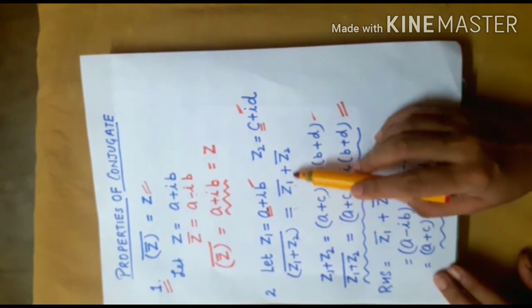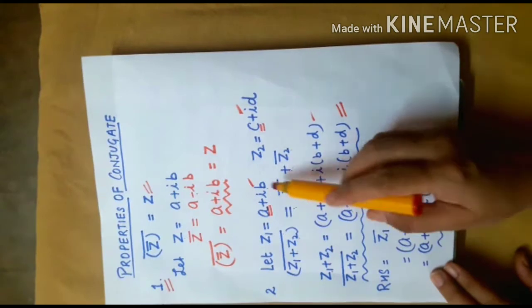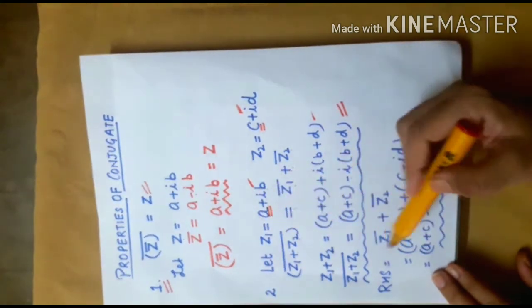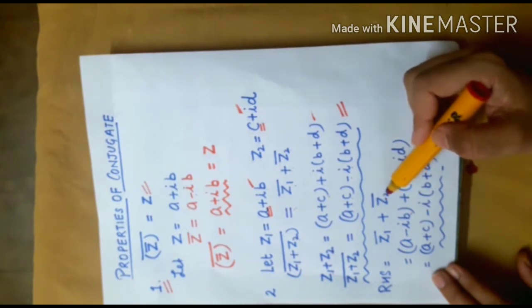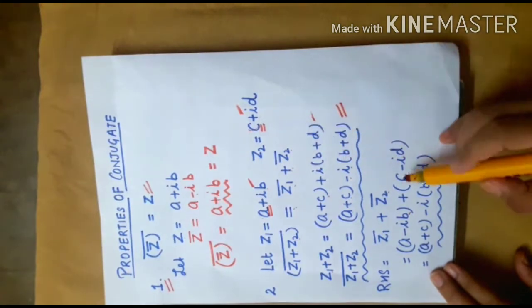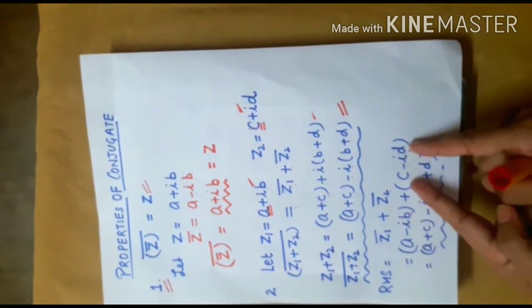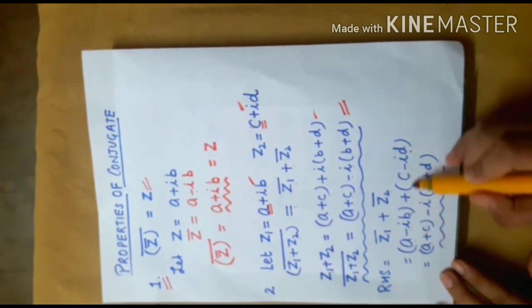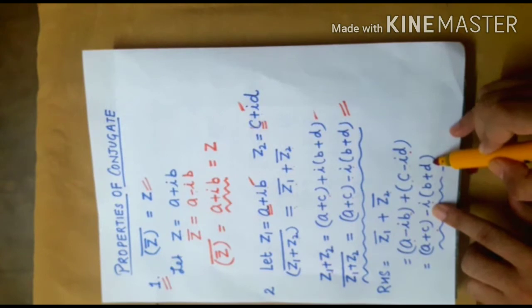Now let's compute the right hand side. First is z1 bar, that is the conjugate of z1. So it will be a minus iota b, plus the conjugate of z2. z2 is c plus iota d, so its conjugate will be c minus iota d. Now I have to add these two. So it will be a plus c minus iota times b plus d.